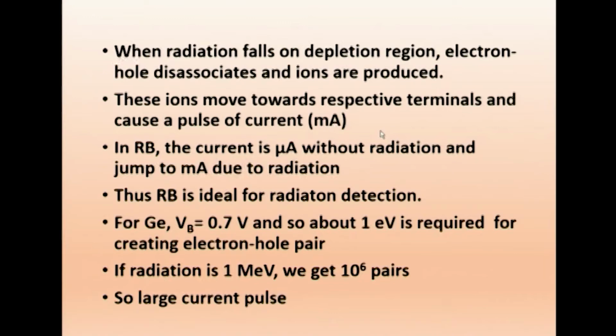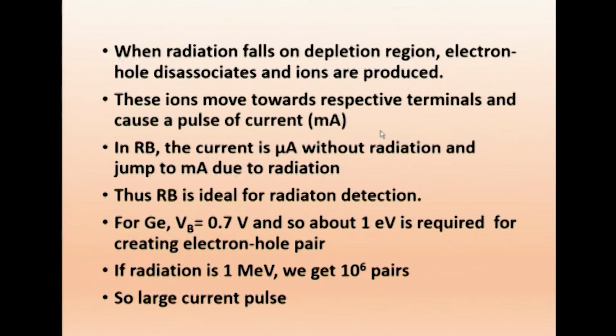The diode is kept in reverse bias. When it is in reverse bias, the current will be in microamps, as we already discussed. When radiation falls, the current will go to milliamps. So the current will increase 1000 times, from microamps to milliamps. These ions move towards their respective terminals and cause a pulse of current. So when the radiation falls, we get a pulse of current.